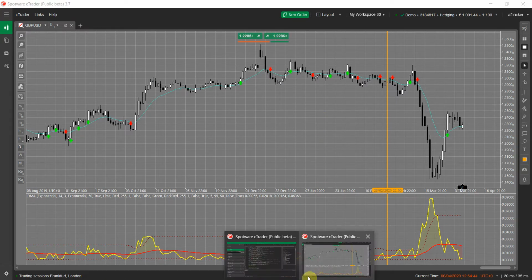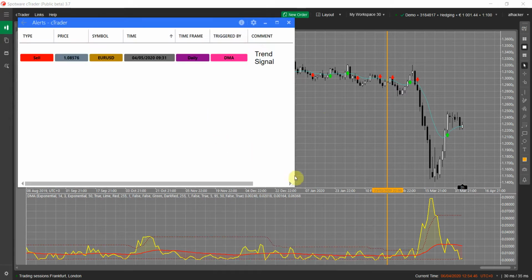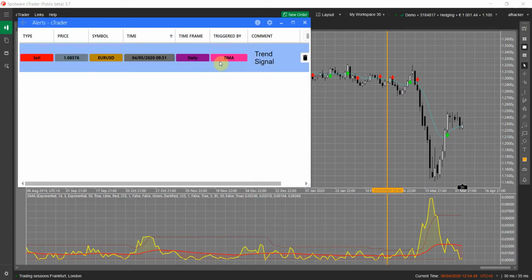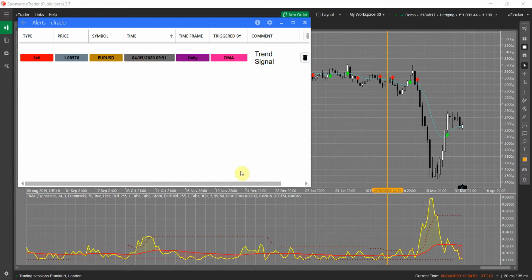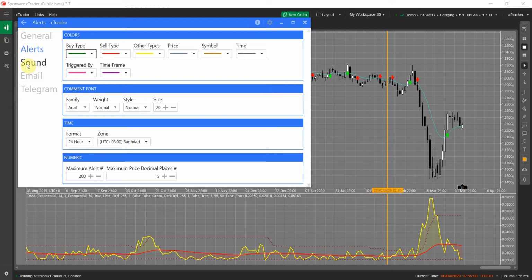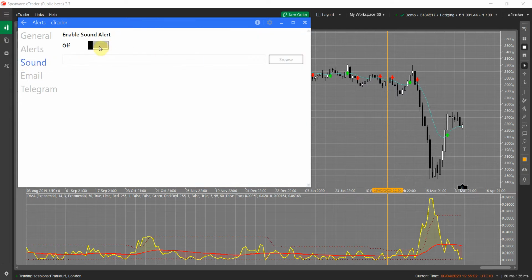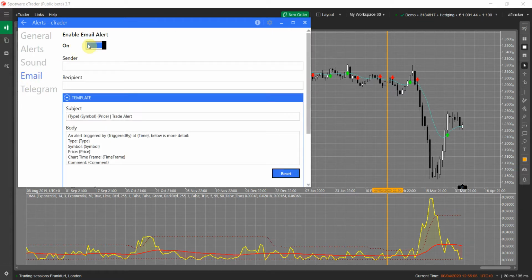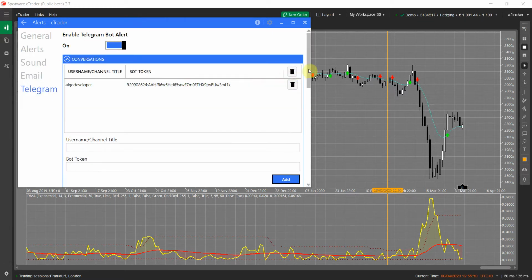Okay, it's all okay. It appeared here. It's one of the old signals, I think. Yeah, it's 4/5/2020, yesterday. Okay, you can configure the alerts from here. Everything, appearance, sound alert. If you want to enable it, select the sound file, and whenever there is an alert, it will play the sound for you. Email alert, Telegram, everything is here for you.